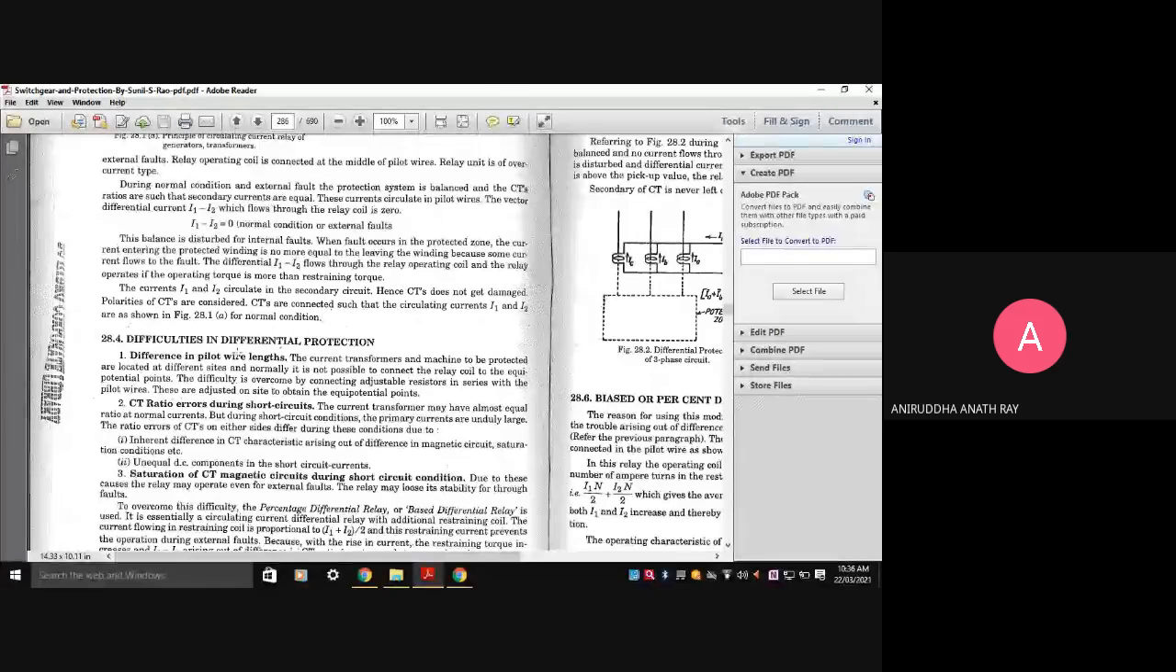So the CTs and the machine are located at different sites, and it is not possible to connect the relay coil to the equipotential points. This difficulty is overcome by connecting adjustable resistors in series. Second is the CT ratio errors during short circuit.